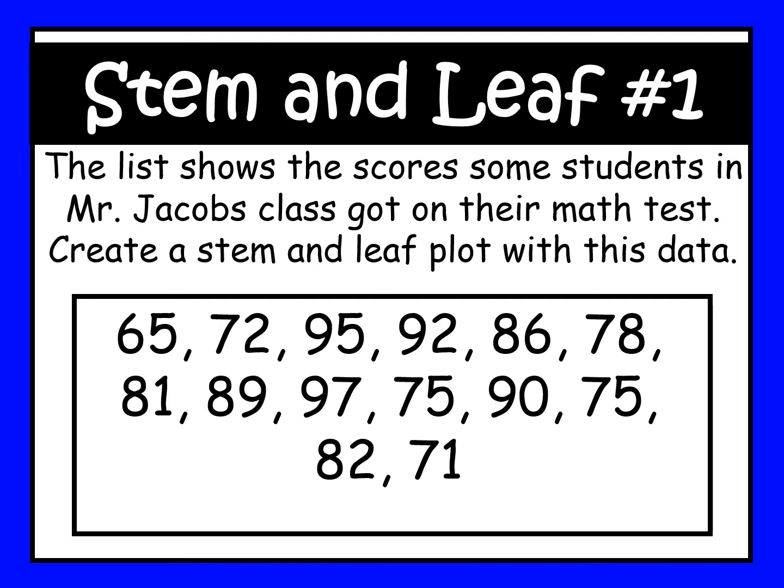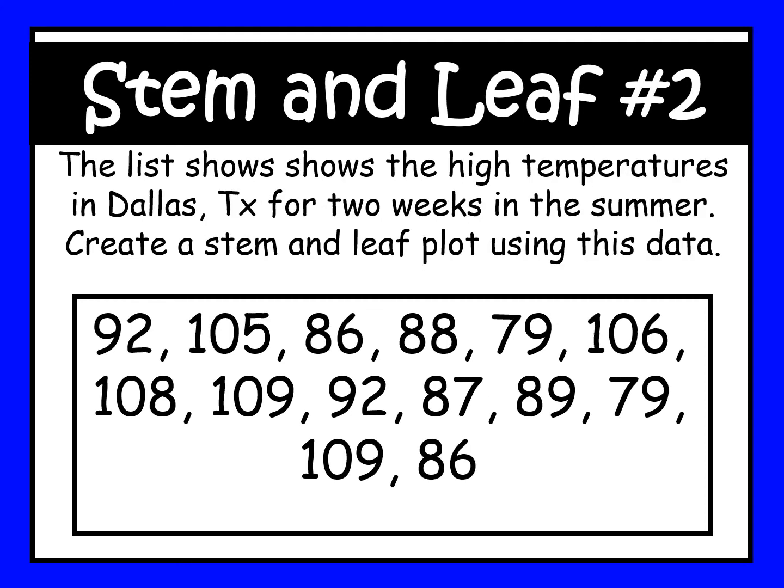Okay, let me go to problem number 2. The list shows the high temperatures in Dallas, Texas for 2 weeks in the summer. Create a stem and leaf plot using this data. So I'm going to give you about 45 seconds to write these numbers down. Then I want you to go back and make your stem and leaf. Okay, go.